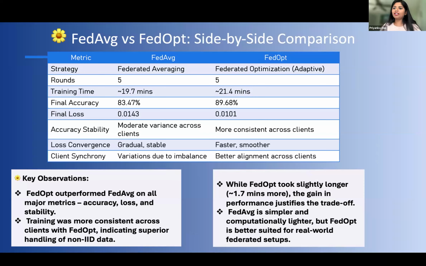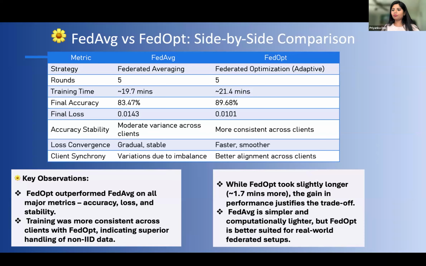So here I present a side-by-side comparison of the two federated strategies, FedAVG and FedOPT, to summarize their performance. Starting with training duration, FedAVG completed in around 19.7 minutes, while FedOPT took about 21.4 minutes, just 1.7 minutes more. But this small increase in time gave noticeable gains. Final global accuracy improved from 83.47% with FedAVG to 89.68% with FedOPT.